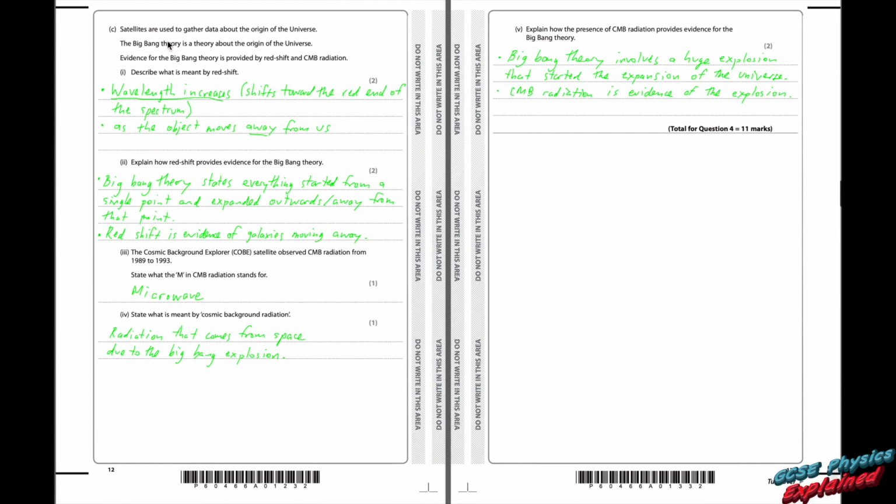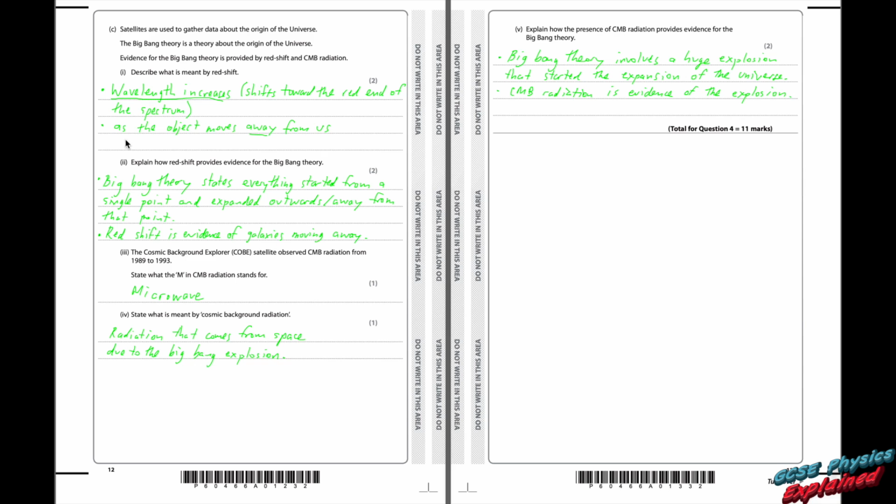Part C. Satellites are used to gather data about the origin of the universe. The Big Bang Theory is a theory about the origin of the universe. Evidence for the Big Bang Theory is provided by redshift and cosmic microwave background radiation. Describe what is meant by redshift. So redshift is when the wavelength increases or shifts towards the red end of the spectrum. Red light has got the longest wavelength compared to all the other colours. So if you get something that moves toward the red end, then the wavelength's increasing.